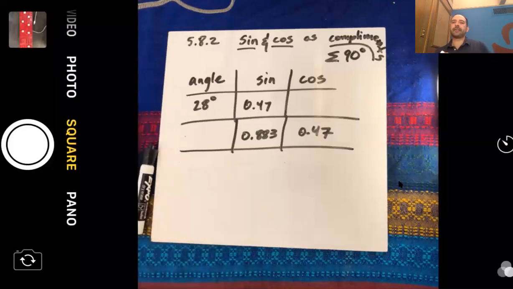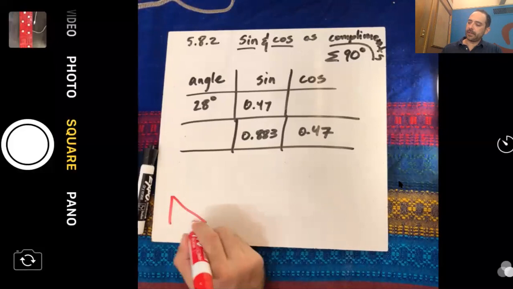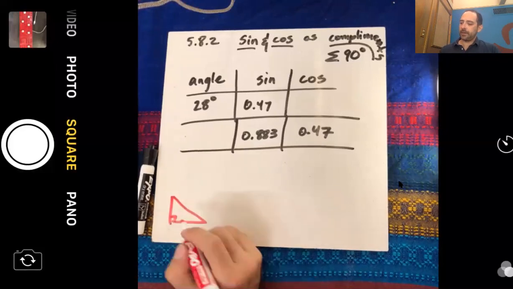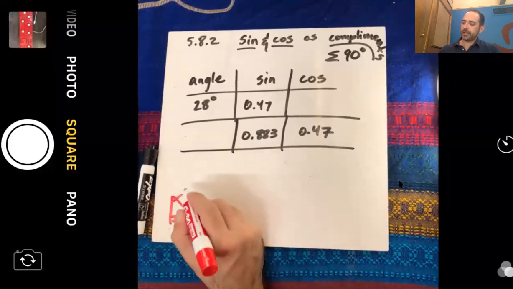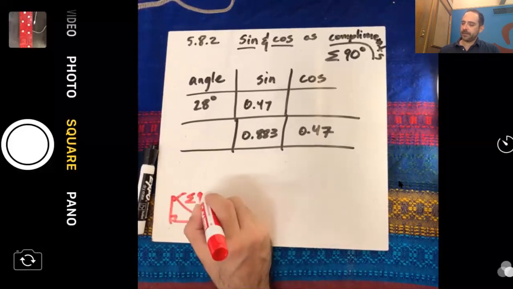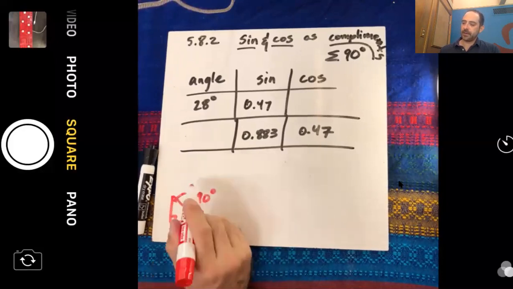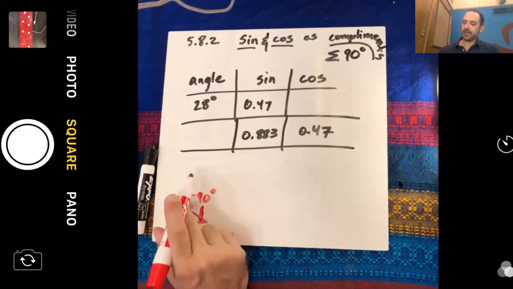All right, folks, we have this table we need to fill out. We're going to use our sine and cosine as complements idea. First off, let's remember that we are looking at right triangles. What do we know about these two acute angles? What do they add up to? They have a sum of 90 degrees. They're complementary because this is 90. They all add up to 180, so these two have to add up to 90 degrees.